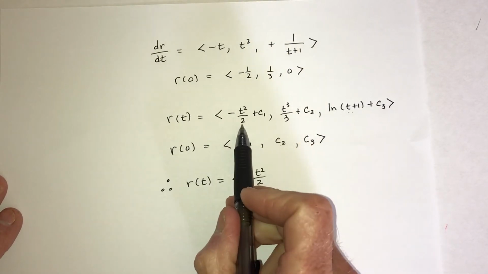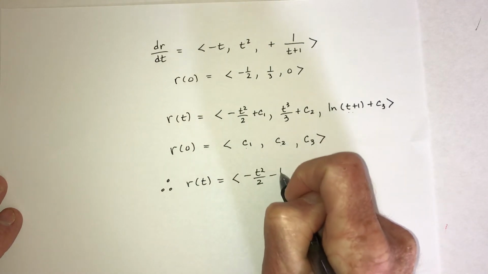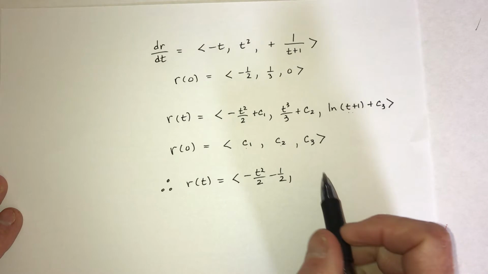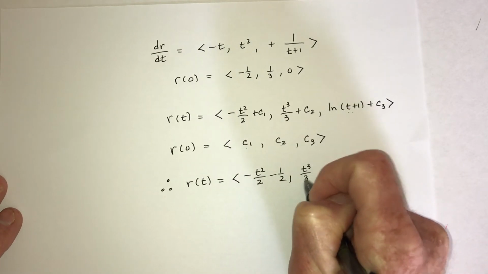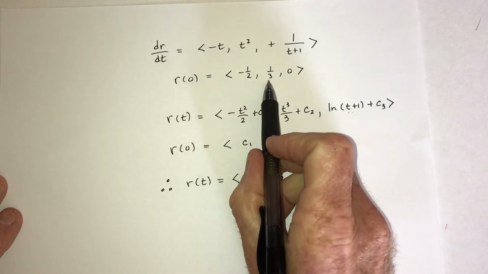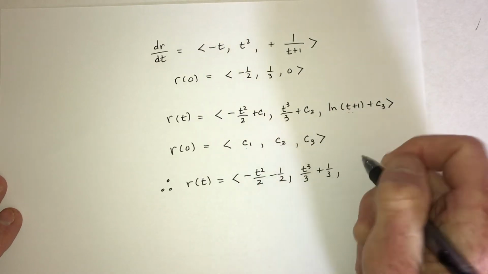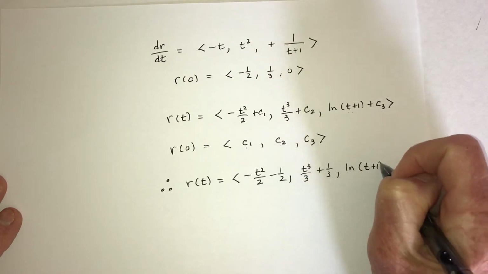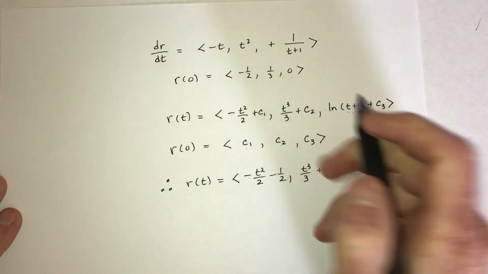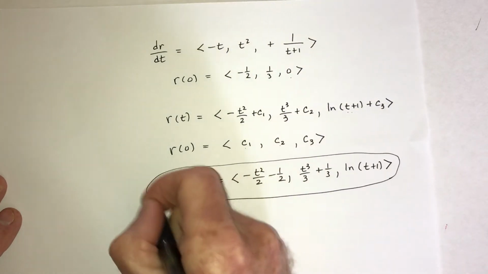So therefore, my final answer is r of t is equal to negative t squared over 2 for that part, and then c1 must equal a negative 1/2. And for the middle part, it's going to be t cubed over 3, and then c2 has to equal this 1/3. And for the last one, it will be the natural log of t plus 1, and then c3 is 0. So that one is finished.